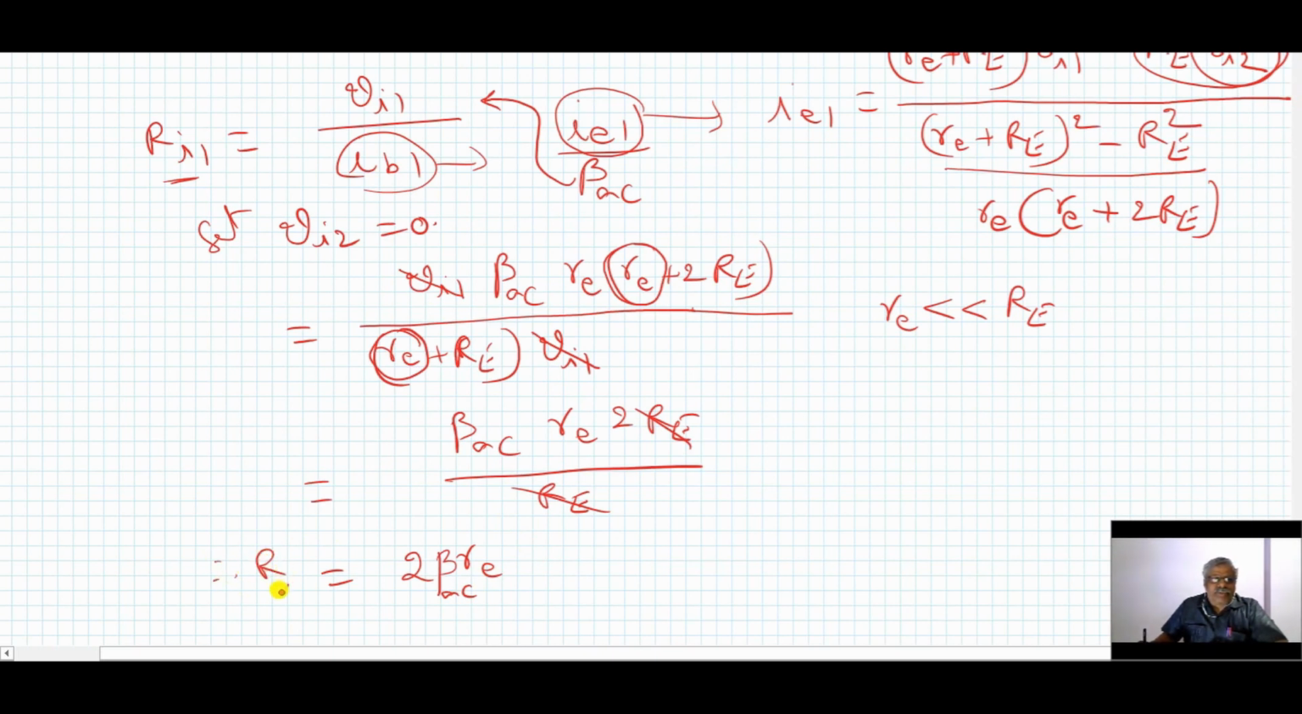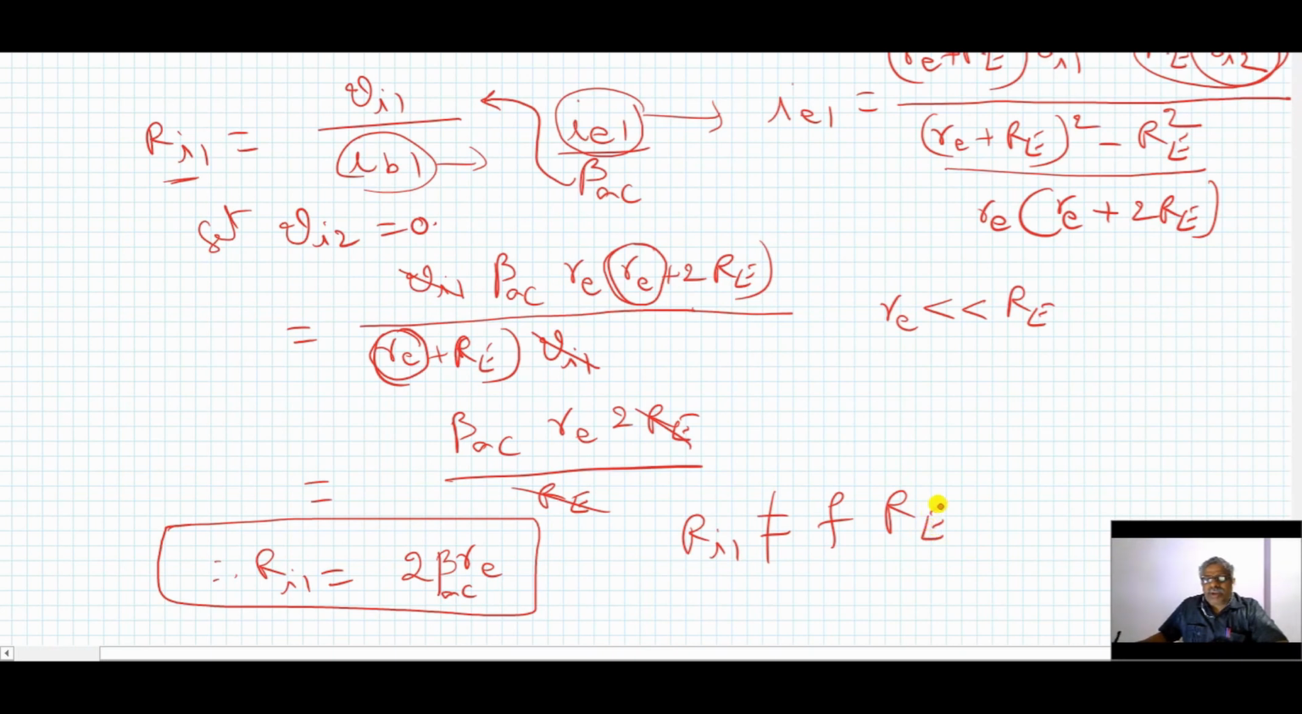So therefore, what is the input resistance of this differential amplifier? 2 beta AC into small re. What is the value of beta AC? Very large. So input impedance will be very large. And observe here one more point. This Ri, input impedance, is not depending on the value of capital Re. Means it is independent of capital Re. That is one of the interesting points to be remembered.